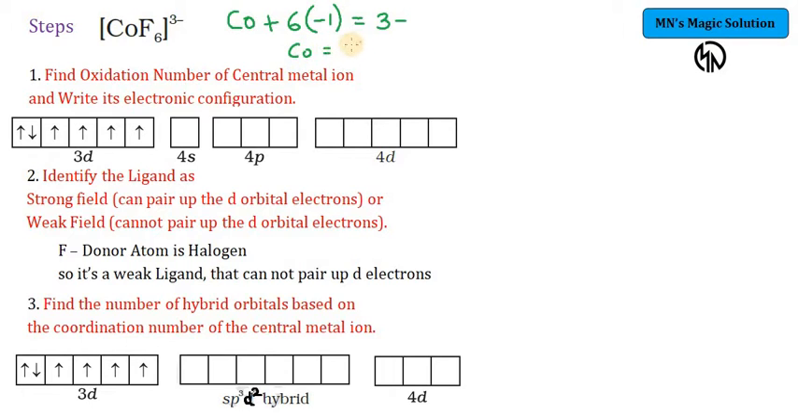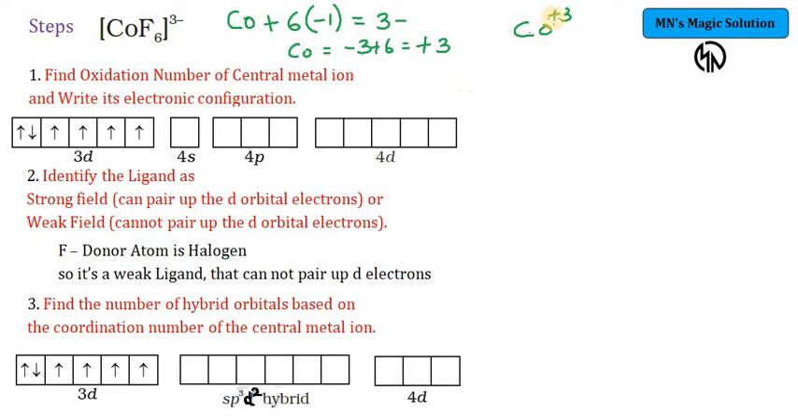So Co plus (-6) is equal to -3. When the -6 goes to the other side, it becomes +6, so it becomes +3. So Co is +3. The oxidation number of cobalt is +3.